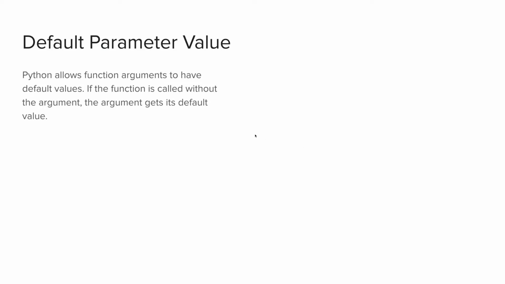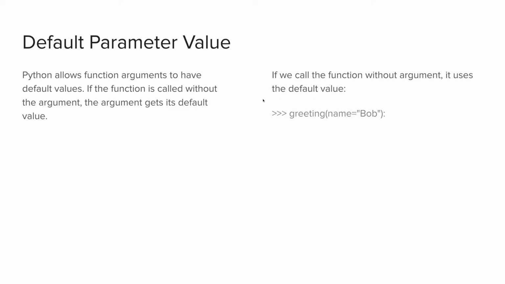We're gonna see more things about Python functions. So, default parameter value. Python allows function arguments to have default values. If the function is called without the argument, the argument gets its default value. Let's say this is an example. If we call the function without the argument, it uses the default value.